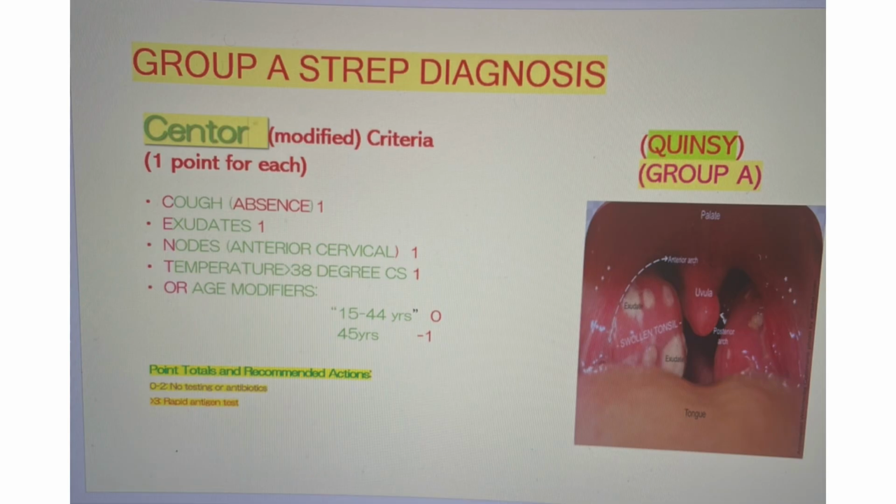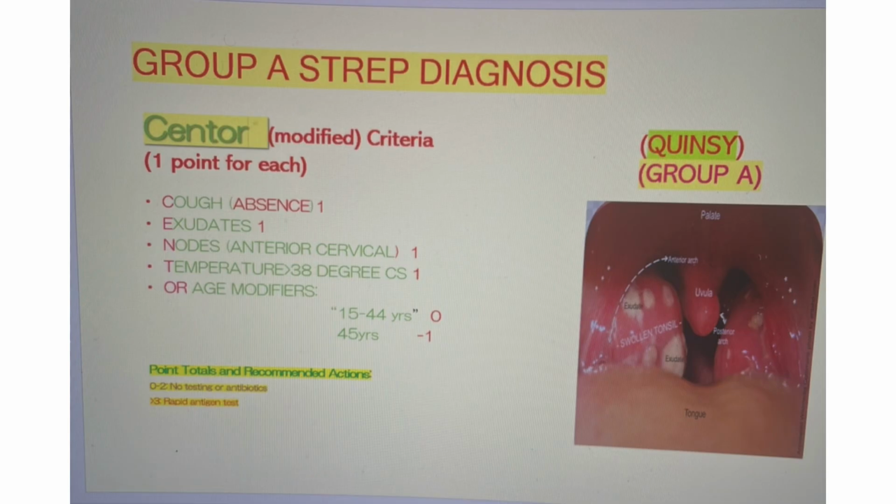For 15 to 44 years, it's not much significant, the point is 0. For 45 years and above, we are not thinking of group A strep throat even as much as in the 15 to 44 group. So the maximum score an adult can get is 4, and if it scores 4, go ahead and order empiric antibiotics. If it is 0 to 2, no testing or antibiotics.